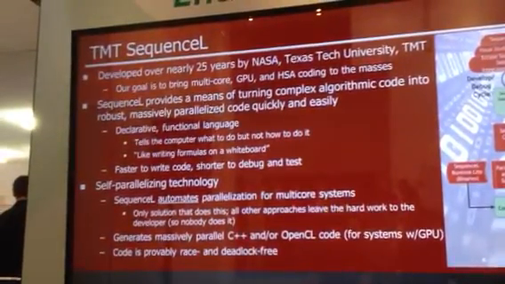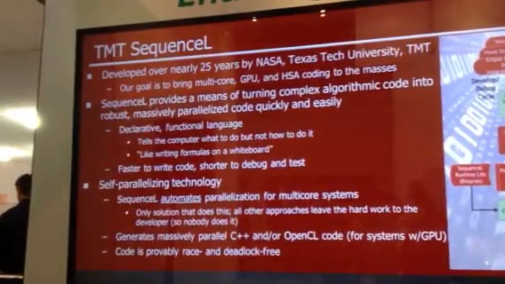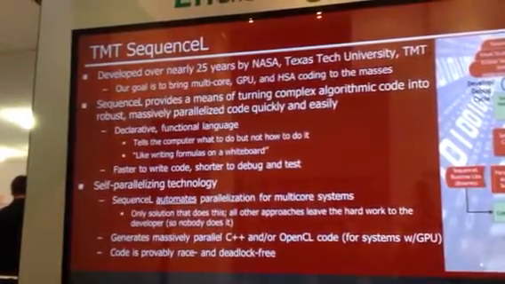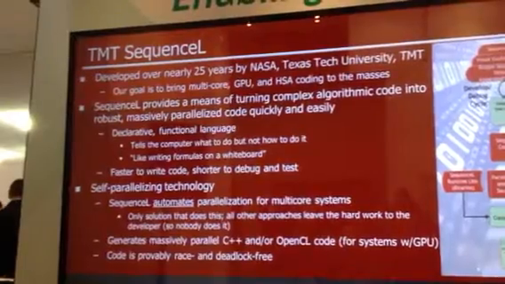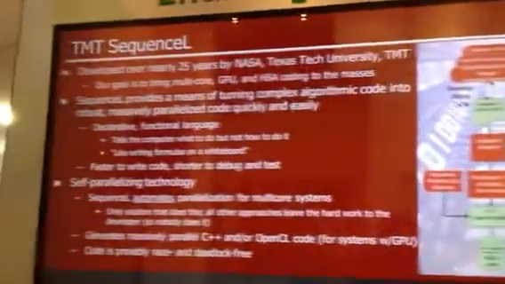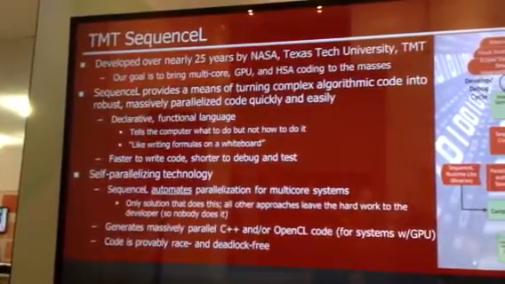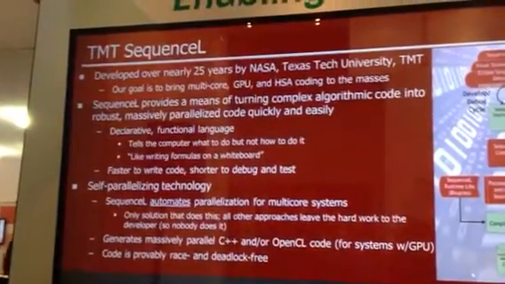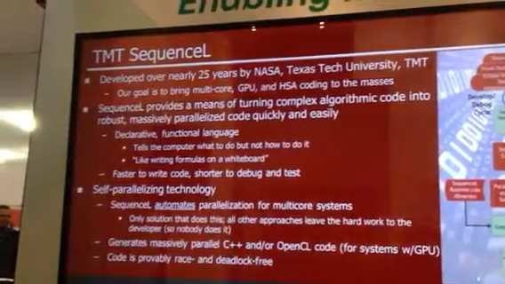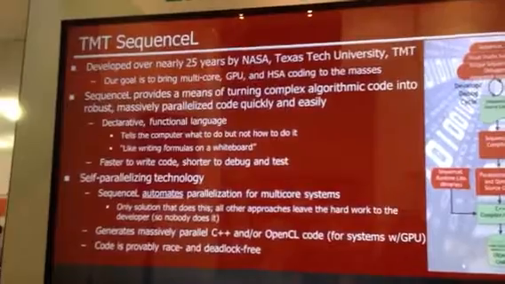We, TMT, were brought in because we have the SequenceL programming language and technology that unlocks the power of the multi-core processors in an easy way. So that's who I work for. This is not something we invented in the last year and a half as a startup company, and I'd love to say it did, but this was on the backs of giants. This has been worked on for over 20 years with NASA and a couple other government agencies, along with some university research at Texas Tech, to develop this and take it to the state it's at.